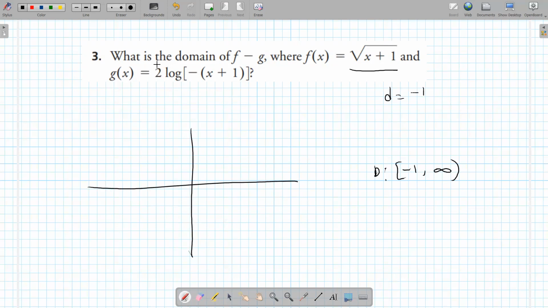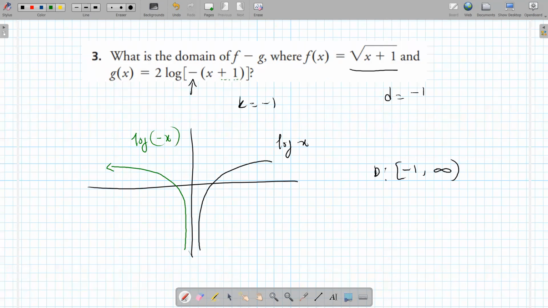The 2 doesn't really affect anything. It's a vertical stretch. It's not going to affect any critical points. Log of x looks like this, okay? Log base 10. If there's no base, the base is 10. What does this minus sign do? That's the k value. K is negative 1. What do you think that does? It's a reflection on the y-axis. So that negative 1 is going to shift it this way. This is the graph of log of negative x, okay?